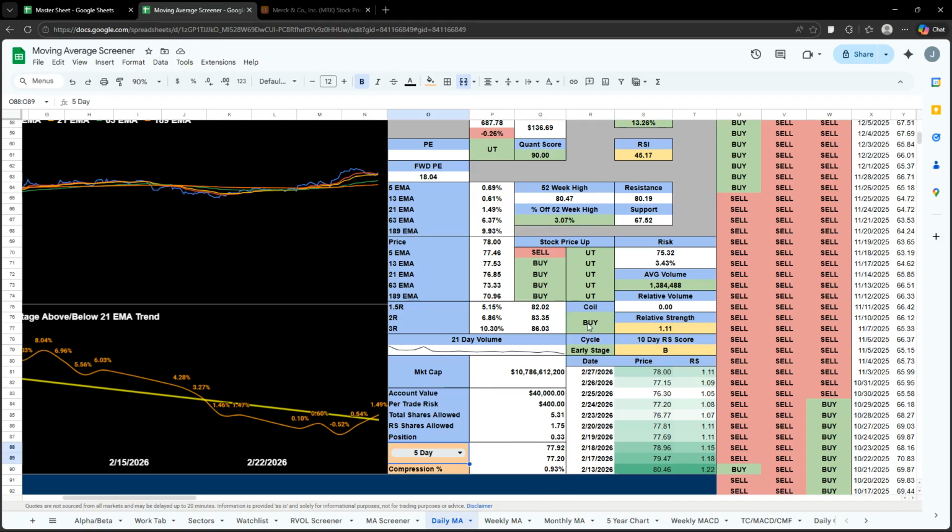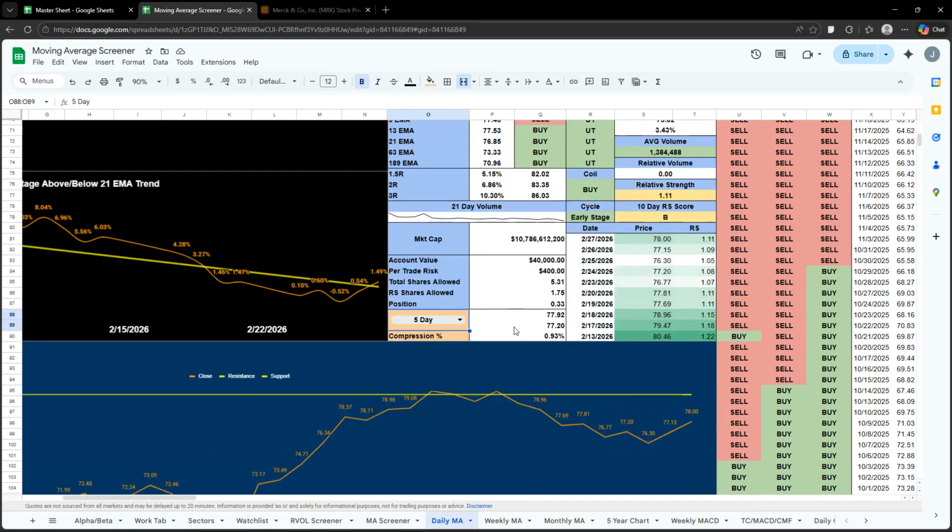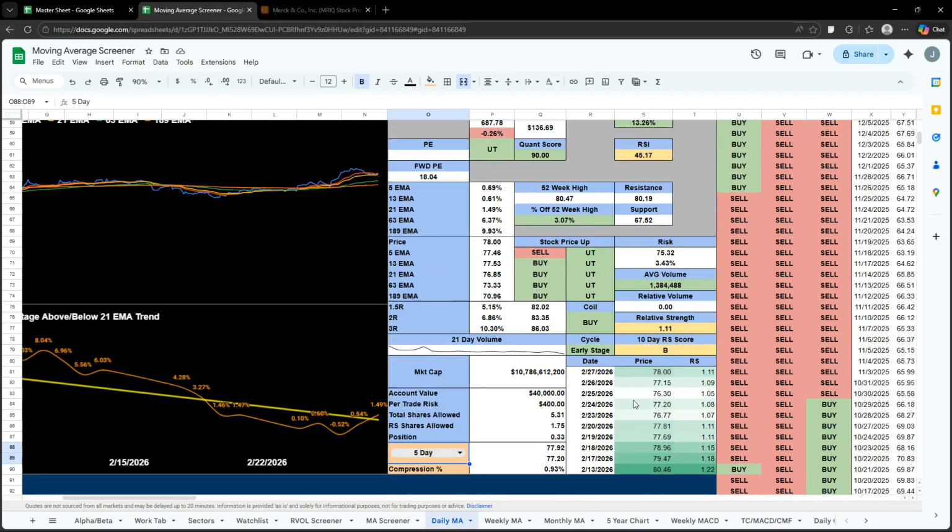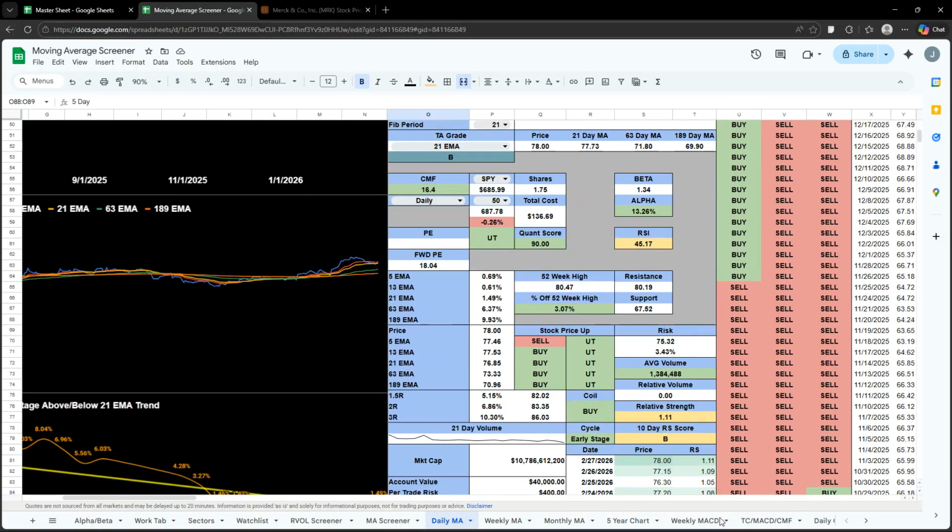So the coil gets a buy. We're in an early stage cycle. Our resistance is 80.19. Our price is 78. It's not bad. This is not my favorite one, but if I was going to buy this, I would wait for it to break this recent line of 80.19. So that's it for AOS. I'm going to go on to our next stock here.